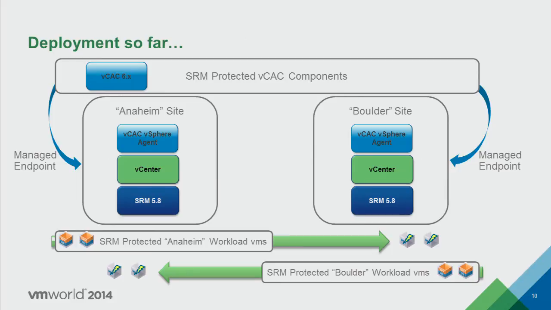Okay, so what have we got so far? This is just a quick recap of where we are at this point in our design. We know that we have some VCAC components at the top. Very easy to protect those, standard SRM stuff, nothing different there. Everybody's comfortable with that. We have 2 endpoints now in VCAC that we've defined as managed endpoints. So we've now essentially moved from a single site VCAC design to a multi-site design. And in each site, we're potentially going to provision workloads that we want to be able to recover in either direction. We know that we've installed the vSphere agent for VCAC into both sites because, again, they're a managed endpoint.